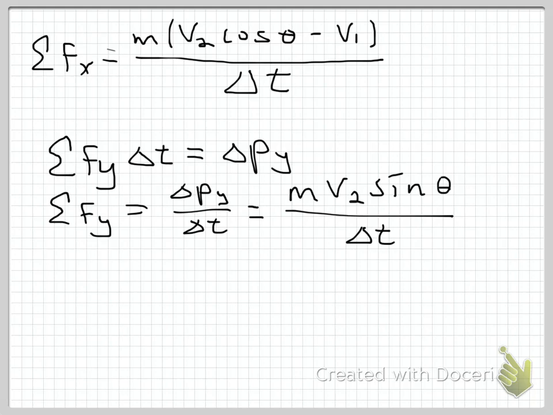Again, let me check quantities. I know m, I know v2, I know theta, which means I know sine of theta, I know delta t. All of these are known quantities. At this point, I can plug in numbers, and there you go. Just like that.